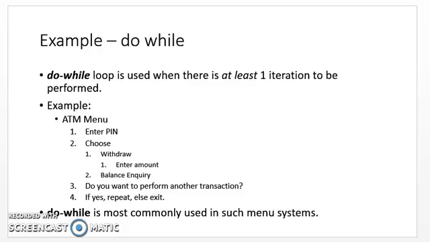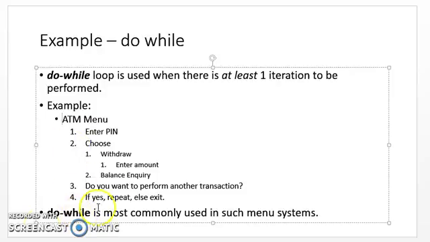A do while loop is used when there is at least one iteration to be performed. So let us take an example here. This is the example statement. I want some output, something like this. There is an ATM menu and it asks you. You can relate this example to the real world ATM system.